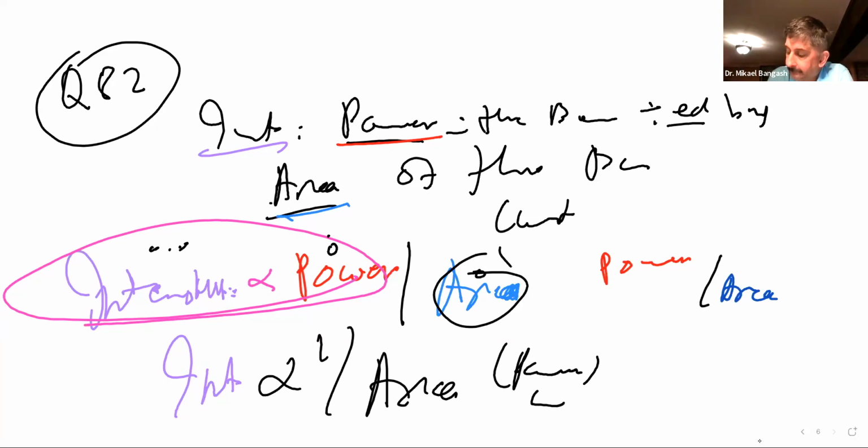Did you guys get that? Yeah. Good. So if something said the area is constant and power increases, what's going to happen to the intensity? Well, that will also increase. If power is constant and area increases, what's going to happen to the intensity? It will decrease.